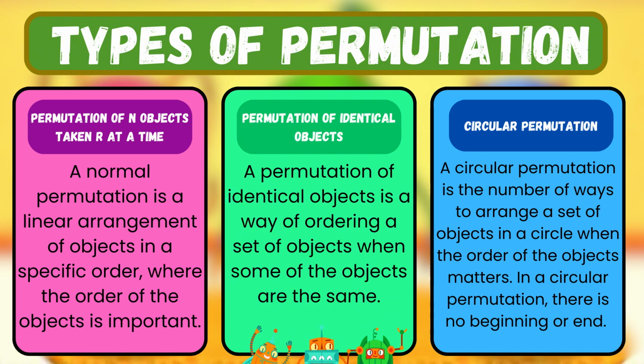Lastly is the circular permutation. A circular permutation is the number of ways to arrange a set of objects in a circle when the order of the objects matters. In a circular permutation, there is no beginning or end.